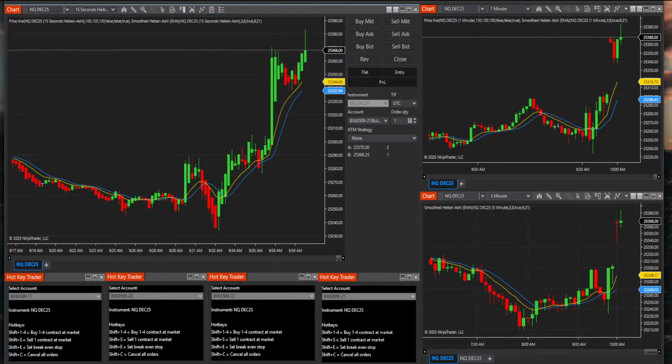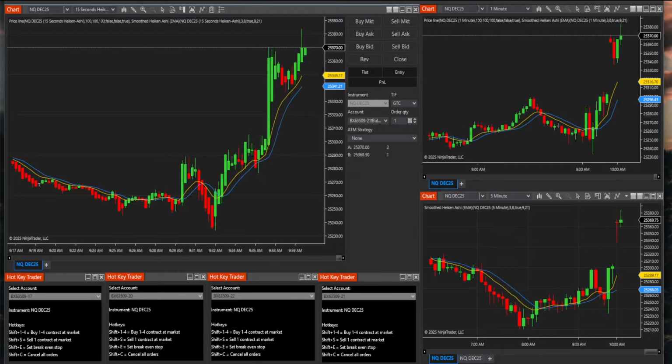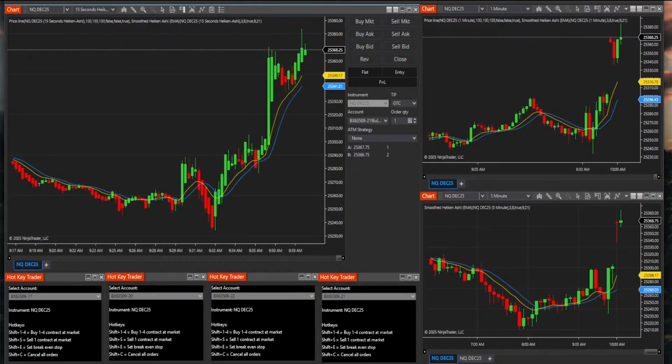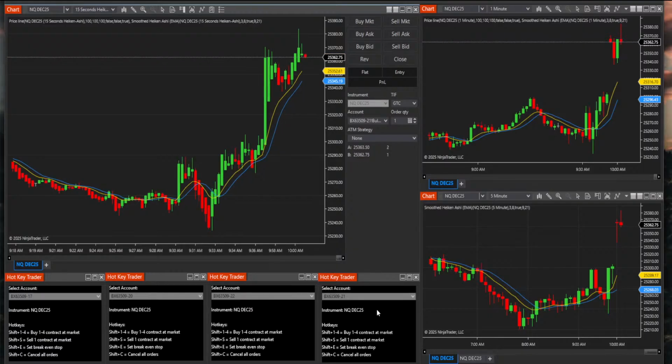All right, this counts up 145. As you can see right here, that accounts up 145 for the day. I kind of like the hotkey trader. I was able to get in pretty quick, and once it popped, I just moved to break even to protect the capital.